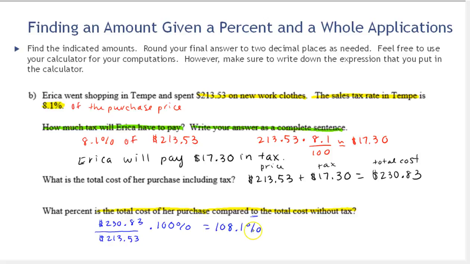Okay, so notice how this connects to the tax rate. So the regular cost, the price, was 100% of the price. The tax was 8.1% of the price. All of this is referring to this price. We add those up and we get 108.1%. So the total cost is 108.1% of the original price. Okay. Let's look at the next one.